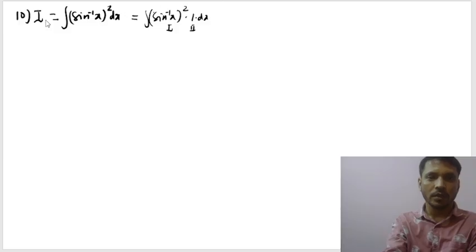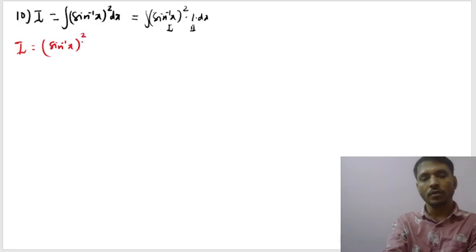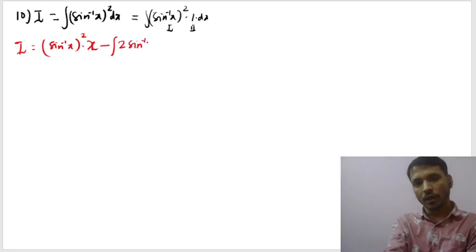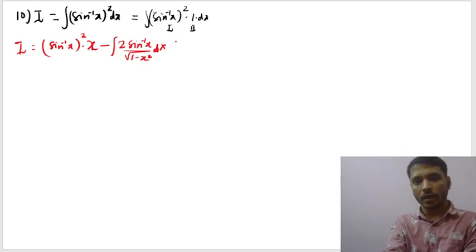That means here we will get I is equal to sine inverse x whole square, and the integration of the second function, which is 1 into dx, is x, minus the derivative of the first function, which will be 2 times sine inverse x, and then the derivative of sine inverse x, that will be 1 by under root of 1 minus x square, and into the integration of 1 into dx, that is x into dx, right?